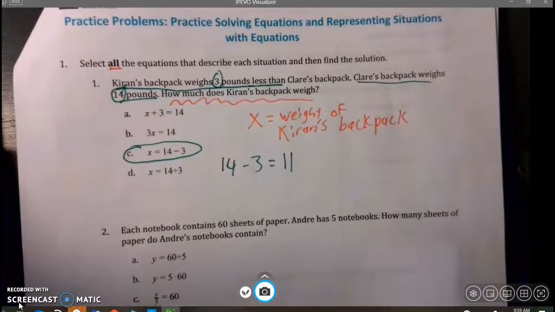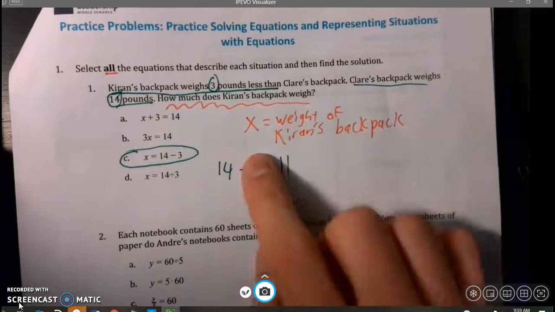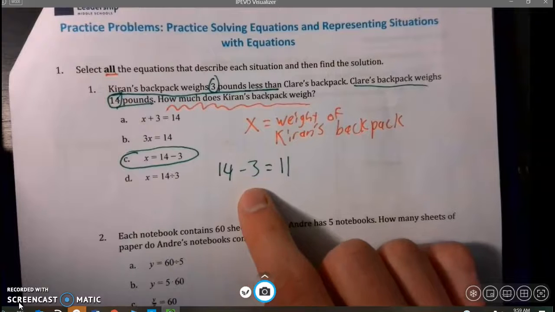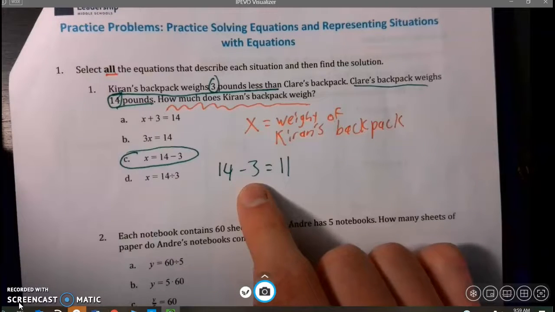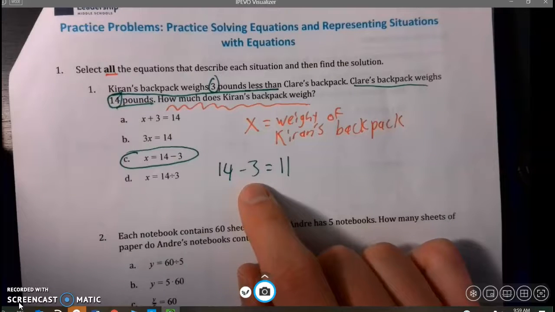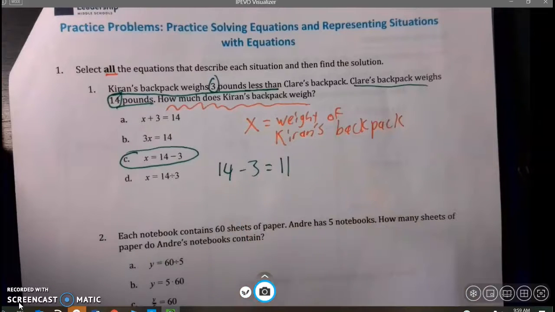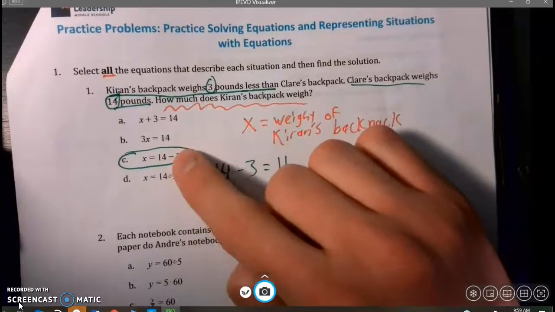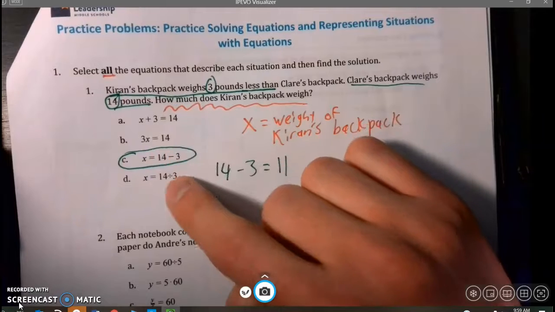Now, we can eliminate two possible solutions right away. If this is subtraction, the only other possible equation it could go with would be an addition problem, because subtraction and addition are inverse operations. They're opposite operations, so they go together. You can go back and forth between them. B and D are multiplication and division, so I can eliminate those right away.